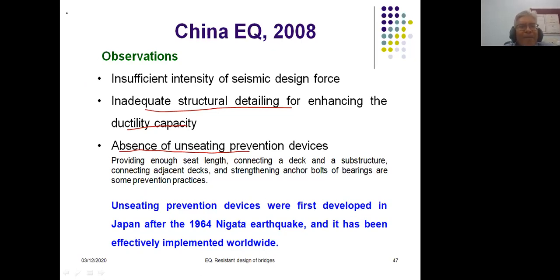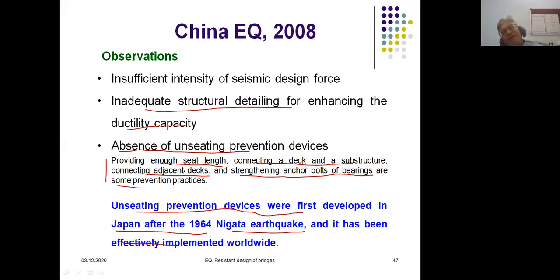So providing enough seat length, connecting the deck and the substructures, connecting adjacent decks and strengthening the anchor bolts of the bearings. These are some of the prevention devices that are to be there. Such unseating prevention devices were first developed in Japan after the 1964 Niigata earthquake, and they are effectively implemented worldwide. These need to be incorporated into bridges so that the spans do not collapse.